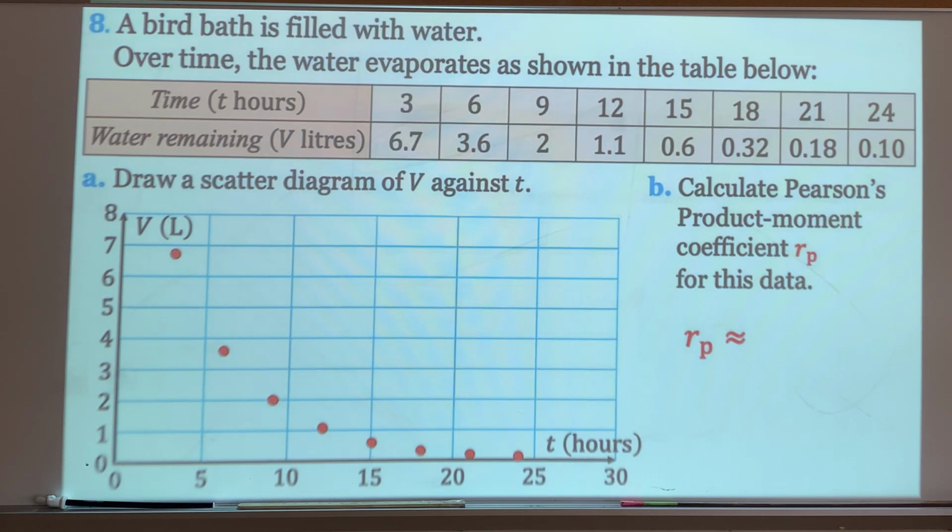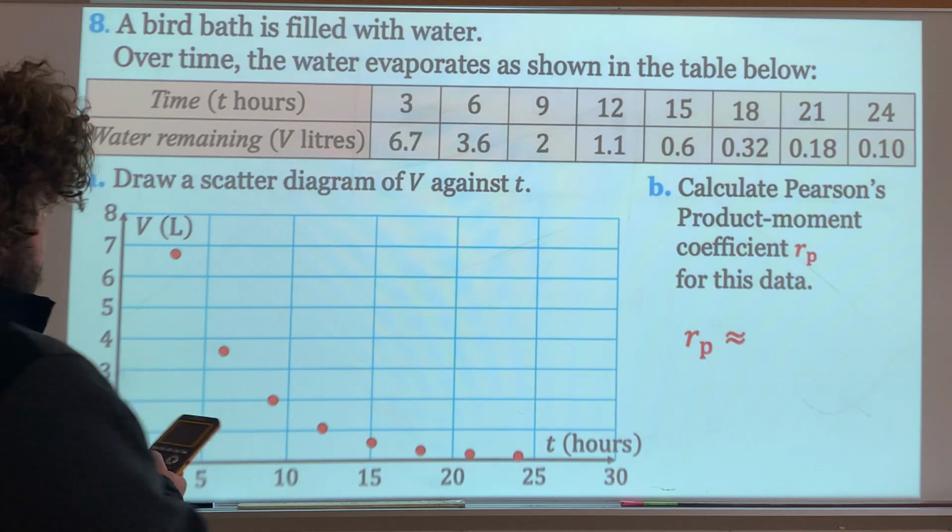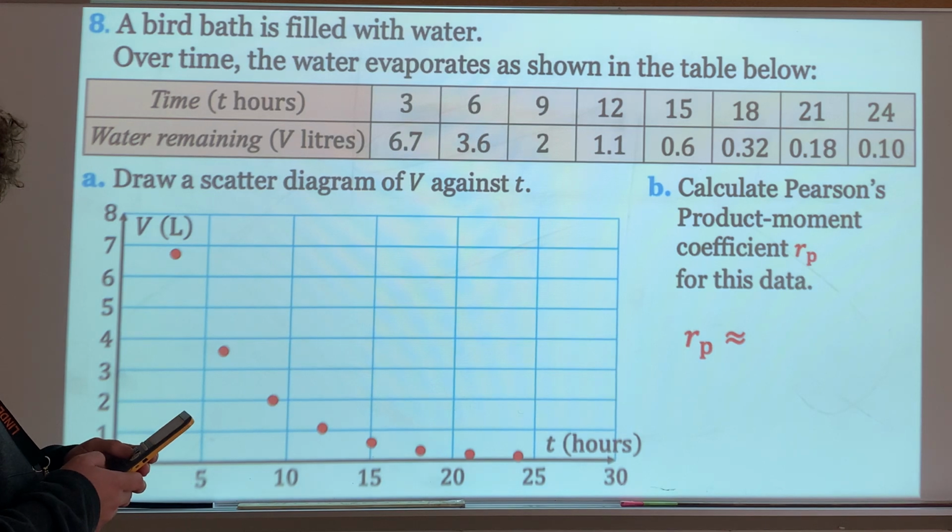All right. Whoa, that's not good. What do you think? How's that looking for you guys? That doesn't look very linear to me, does it? Oh, we're going to have to find Pearson's product moment correlation for this data. So, stat, edit. Let's go type some stuff in.